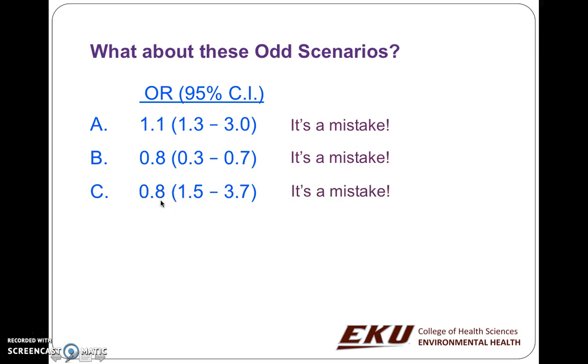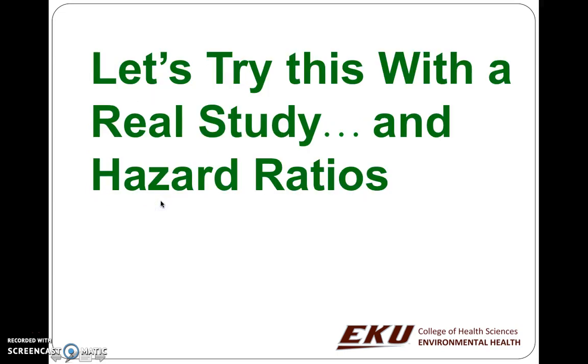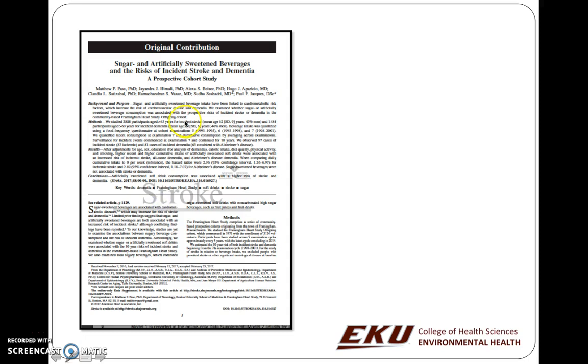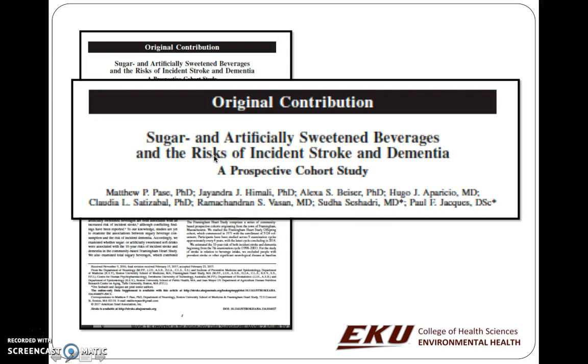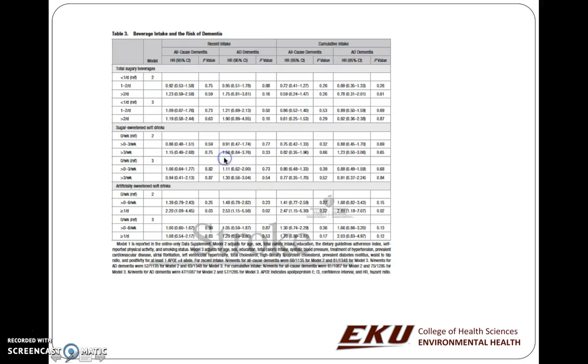All right, let's try some of this analysis with hazard ratios and a real study. So there was this real study done in the journal Stroke. That's the name of the journal. It's a high-impact journal. It was looking at sugar drinks and diet soft drinks, artificially sweetened drinks, and the risk of stroke and dementia, and they did a cohort study. Fairly recent publication, and there's the actual title for you if you want to pause it and read it.